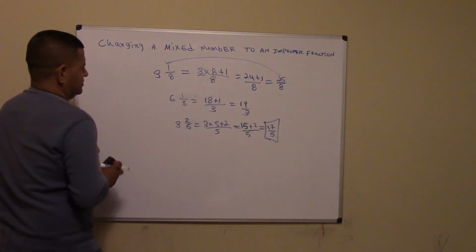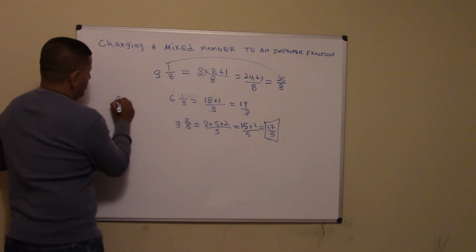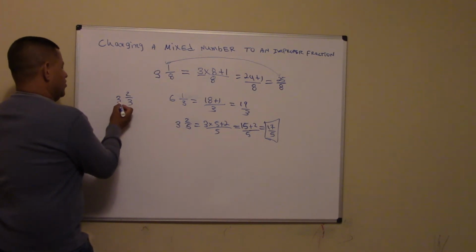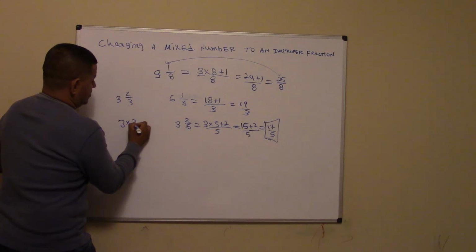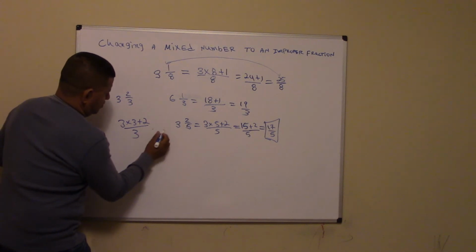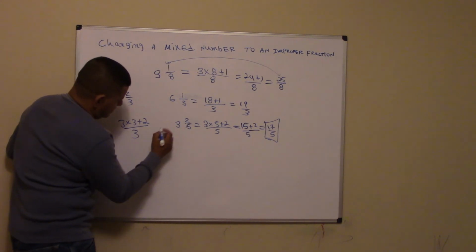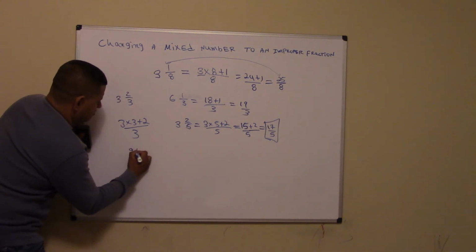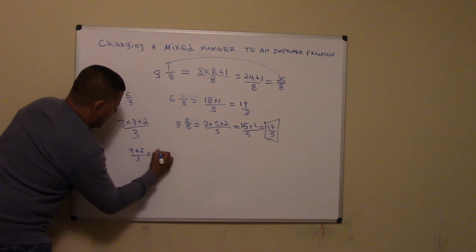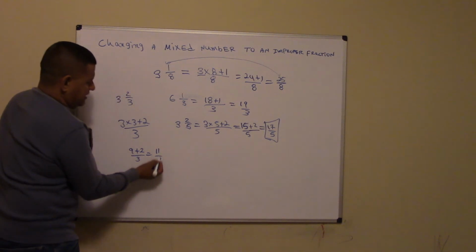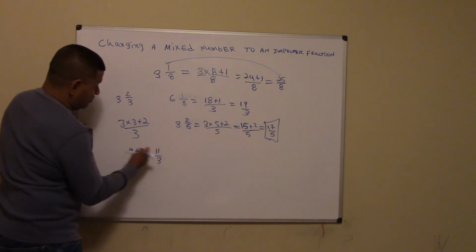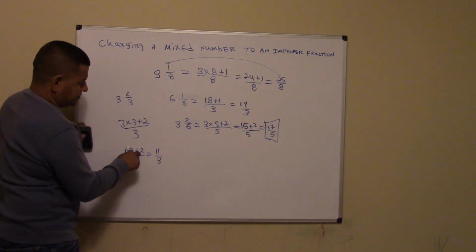Now let's do 3 and 2/3. Okay, so 3 times 3 plus 2, right? Then over 3. So this is equal to 9 plus 2 over 3, which is equal to 11/3. And again, divide: 3 goes into 11 how many times? 3, which equals 9, with the remainder of 2 right there. See?